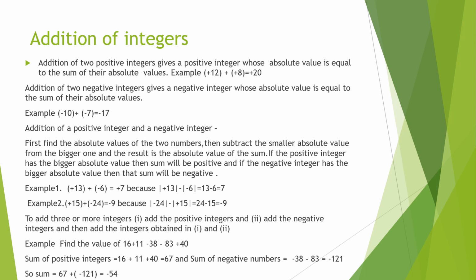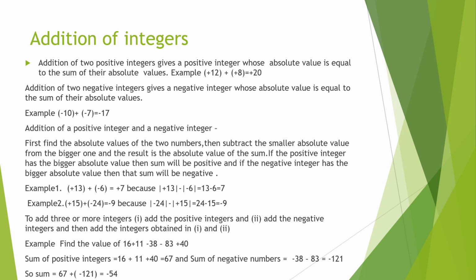Addition of two negative integers gives a negative integer whose absolute value is equal to the sum of their absolute values. So if we have to add two negative integers, the sum will be a negative integer. For example, minus 10 plus minus 7. Absolute value of minus 10 is equal to 10. Absolute value of minus 7 is equal to 7. Therefore, their sum will be 17 with the negative sign, minus 17.